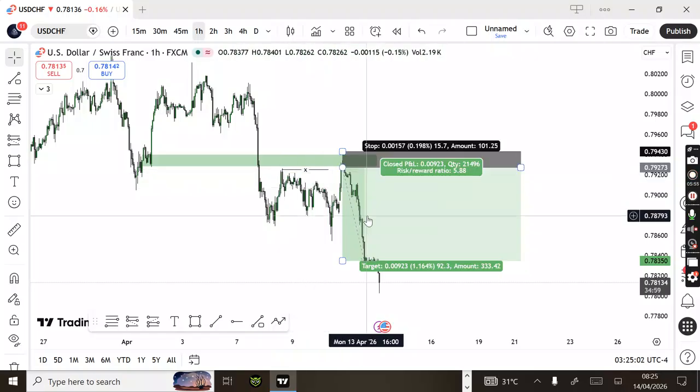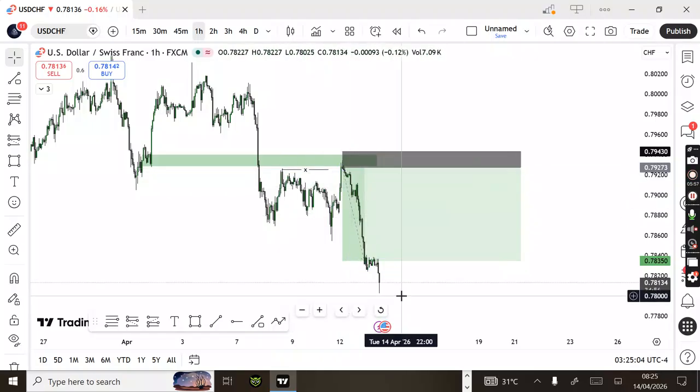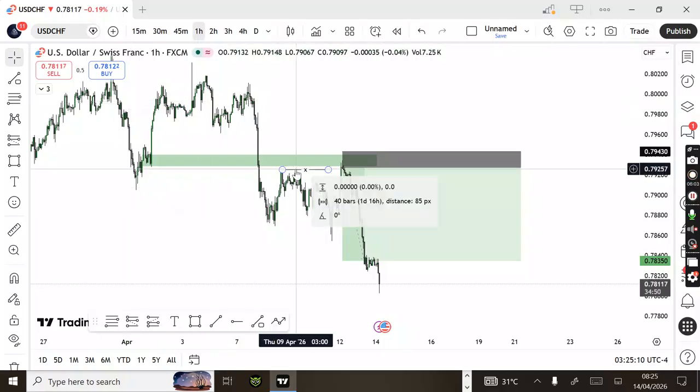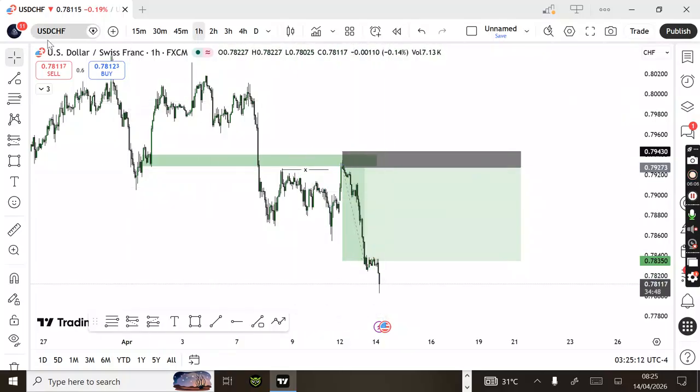So it did this liquidity tap-in and started dropping. Already we know it's selling from that higher time frame. You understand? So it did the liquidity and started dropping. So that's for the breaker block, and I've shown you the other block.